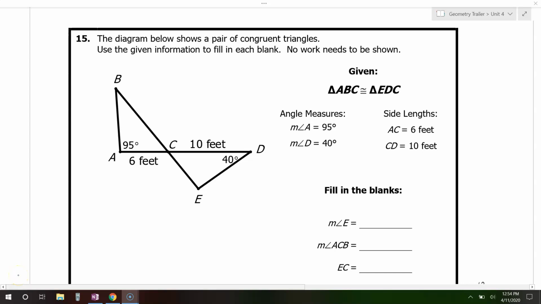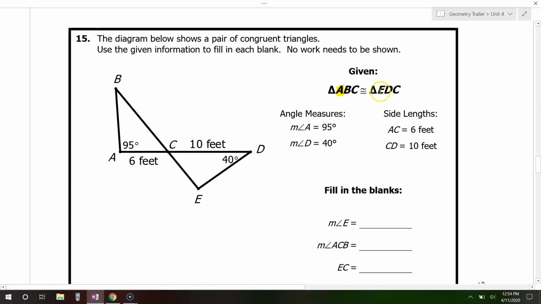In this video, I will show you how to find the missing parts of congruent triangles. Okay, well, we are told that triangle ABC is congruent to triangle EDC. Now, it might seem obvious looking at the picture, but let me just spell this out for you.